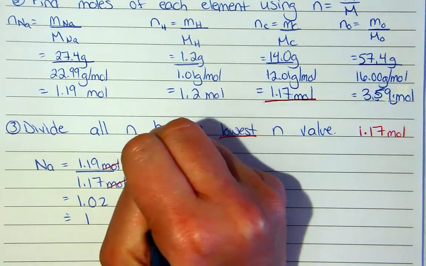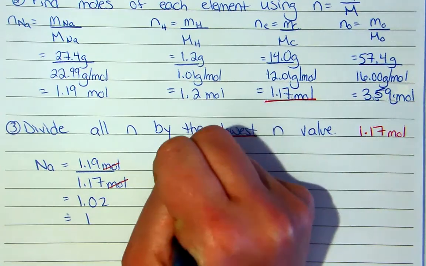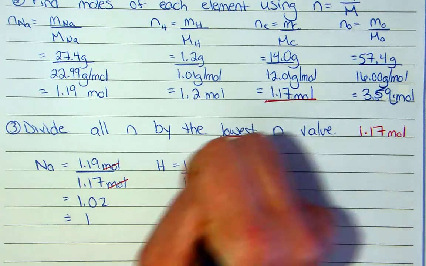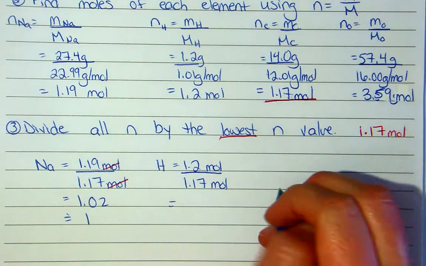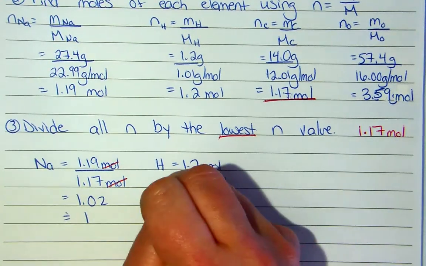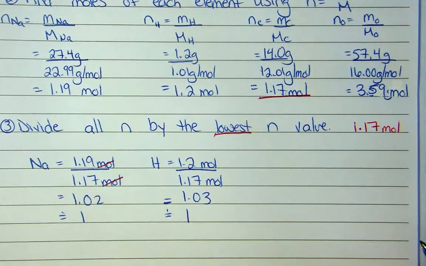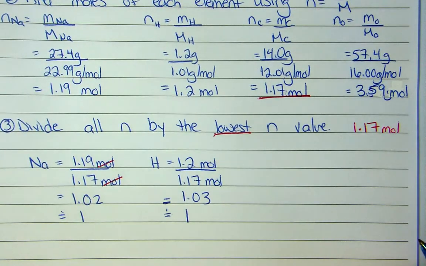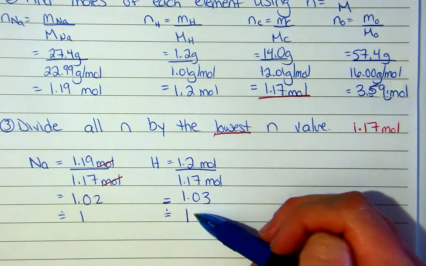I'm going to repeat for hydrogen. Why am I rounding? Because I'm looking for a ratio here. All right, a ratio of 1.02 to 1.03 is essentially 1 to 1.